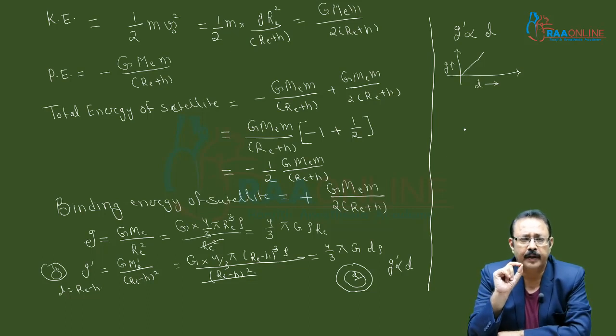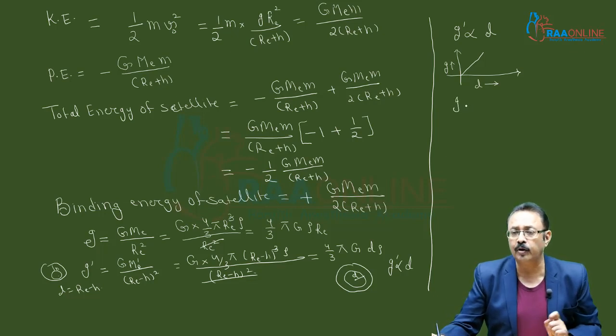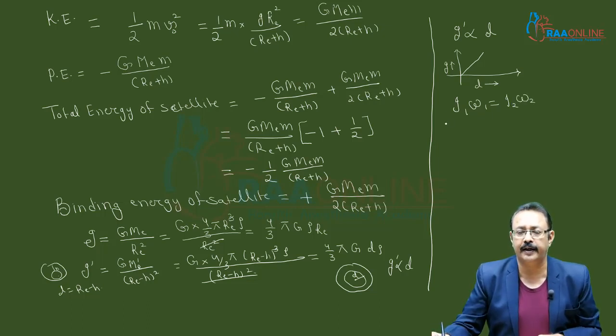What they are saying: by what percent Earth should shrink so that the length of day will become 1/4 of the present day. So we know that in absence of torque, angular momentum should conserve, means I1 omega 1 should be equal to I2 omega 2. What is I? 2/5 mr², solid sphere formula.